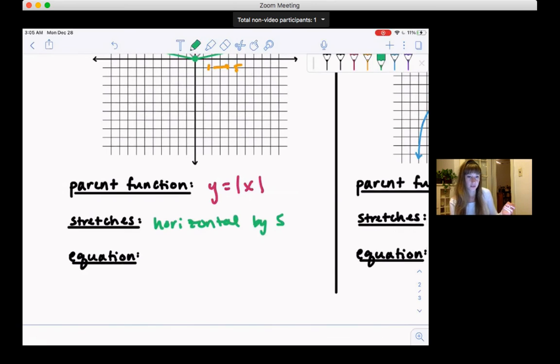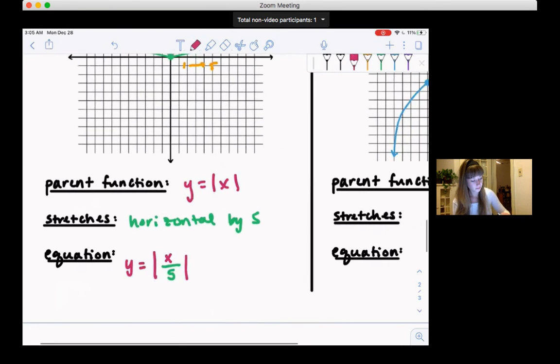And the way we put that in an equation is division inside the function, right? So y equals, we want to go inside the function, and then we're going to divide x by our scale factor of 5. So that's what a horizontal stretch by 5 looks like in the equation.